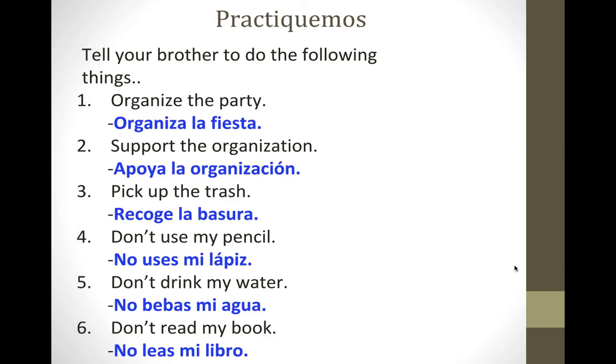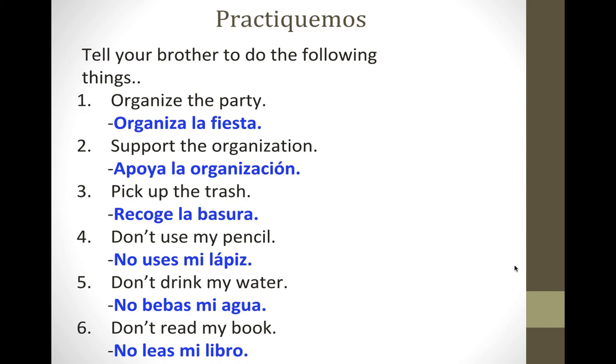Okay, let's review. Organize the party. The verb to organize is organizar. So you get organiza la fiesta. Number 2, support the organization. Apoya la organización. Number 3, pick up the trash. Recoge la basura.